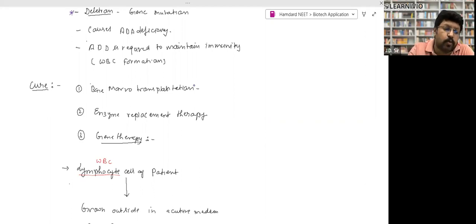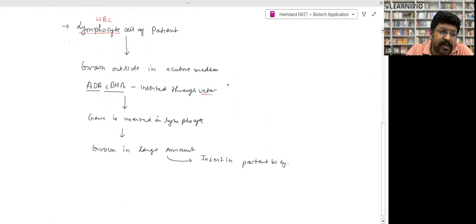In gene therapy, what exactly do you do? We take out the lymphocytes. Lymphocytes are a type of WBC, right? We take out a lymphocyte or WBC of the patient. We grow them outside in a culture medium. ADA-forming cDNA, a copy of the DNA which forms ADA, is inserted in a vector. Now, with the help of the vector, the gene is inserted in the lymphocyte, right? Those lymphocytes, which have this gene, are grown in larger amounts. And again, they are inserted inside the person.